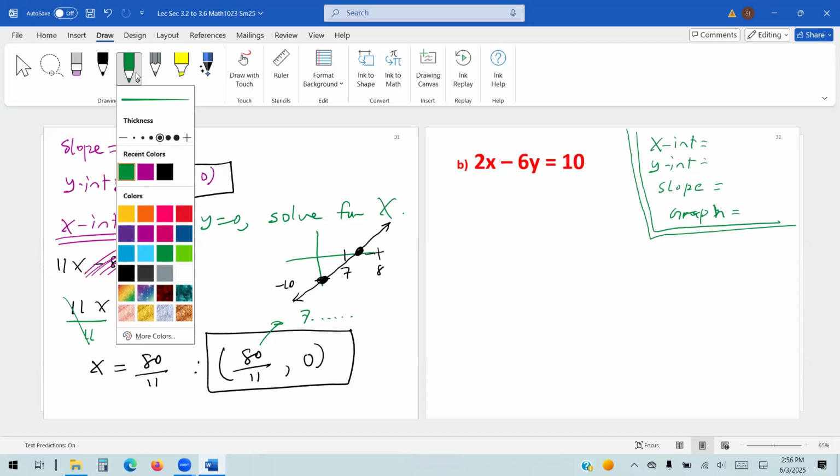What's 10 divided by 2? This one is excellent. It has a negative sign, right? If our slope is positive, perfect.